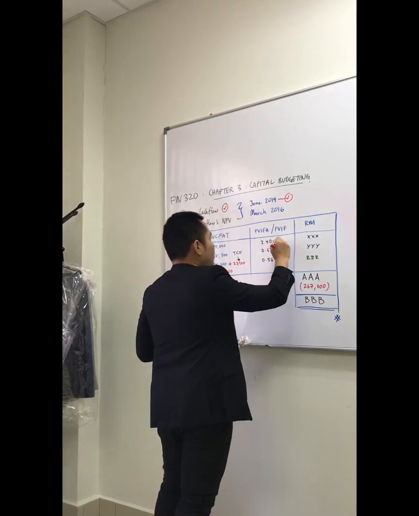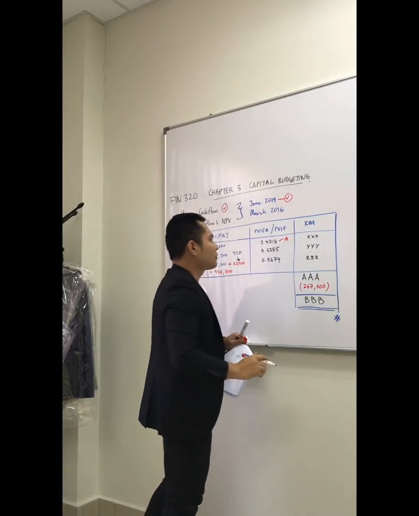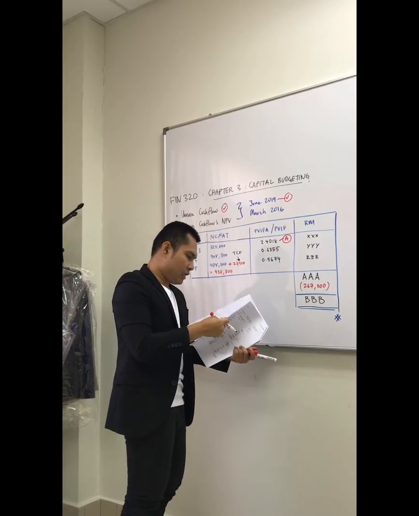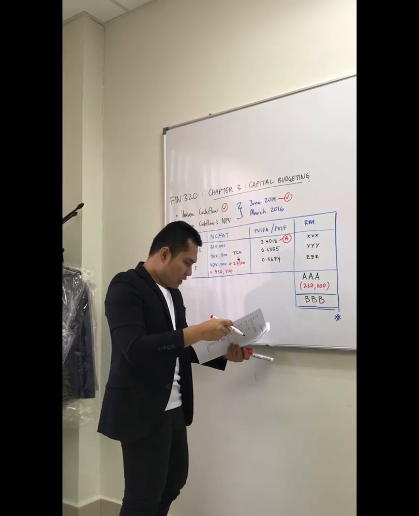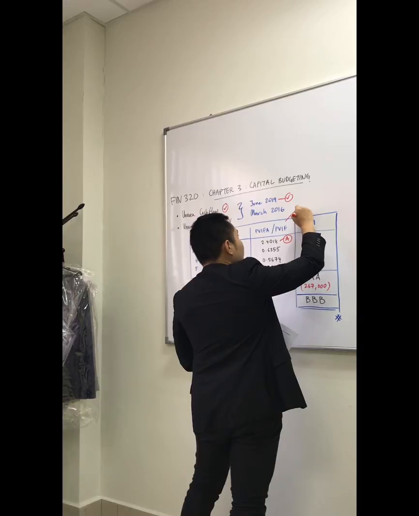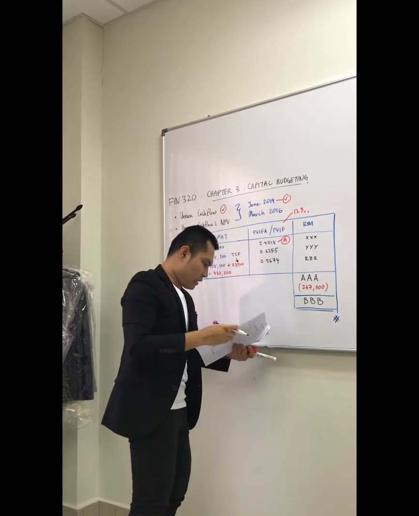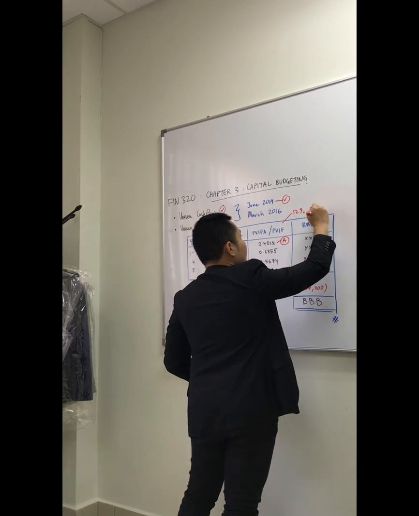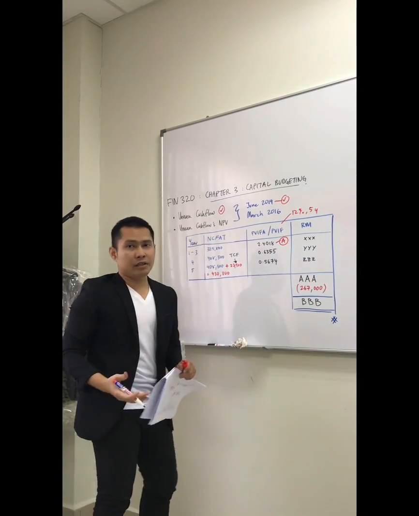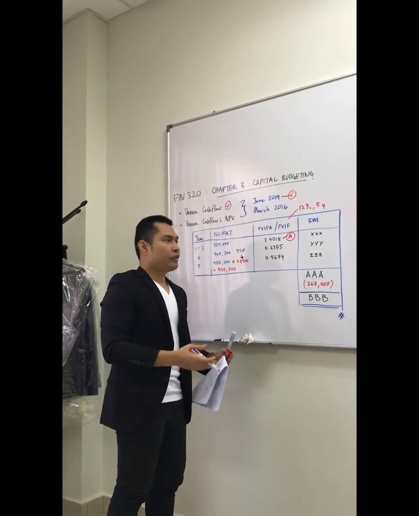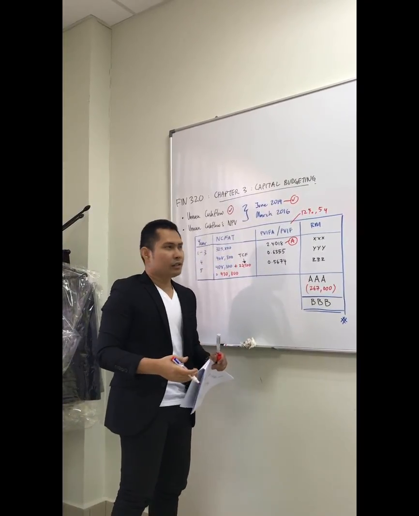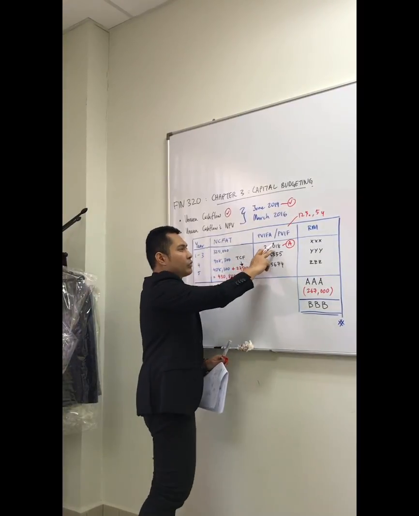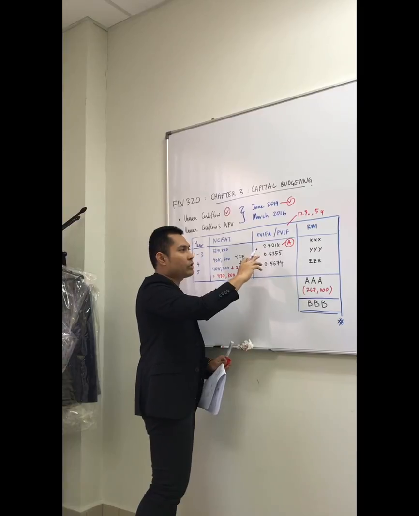Okay, so this one is PVIFA. Based on the question, the cost of capital is 12%, and the life of the new machine is 5 years. So look at the table of PVIFA, 12%. For this one, there's only 3 years, 1 until 3 years. So this is 12%, 3 years, so 2.4018.